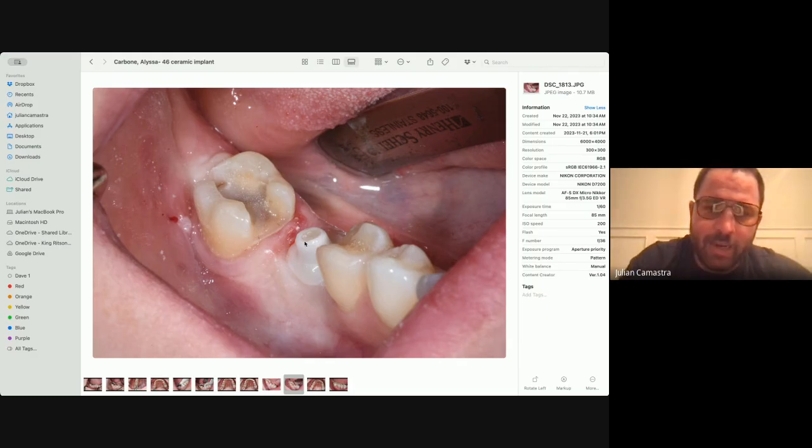What can sometimes happen is this post can break and then we have to put a new post in it. The one piece ones don't really break because there's not a weak point. If this breaks, I don't have to put a new implant. The implant's still fine. I just put another one of these posts in it. It's far less complex then. It's not a surgery. This part is still in there and it's fine. I like that. It's not really an option with the titanium ones.